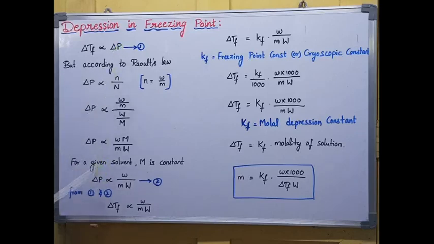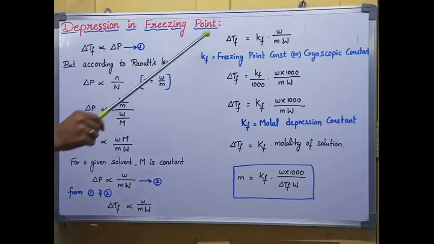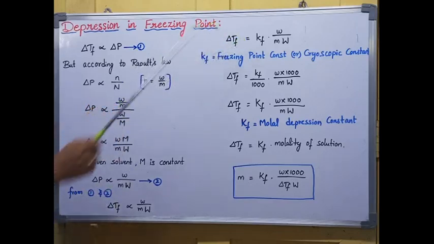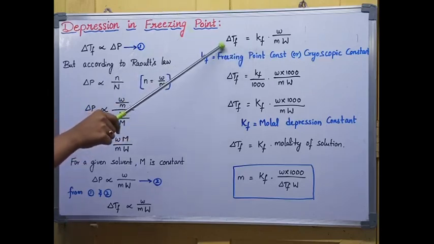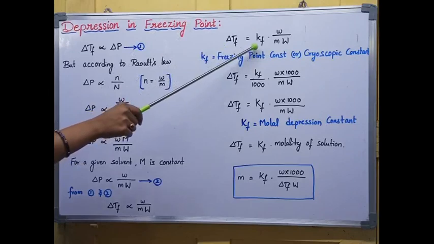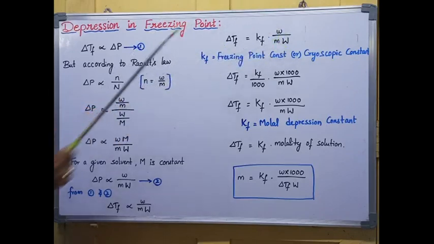So from equation 1 and equation 2, we are getting the new equation: delta Tf is directly proportional to small w by small m into capital W. Now I am removing the proportionality symbol and keeping a constant, small Kf. So delta Tf is equal to small Kf into small w by small m into capital W.